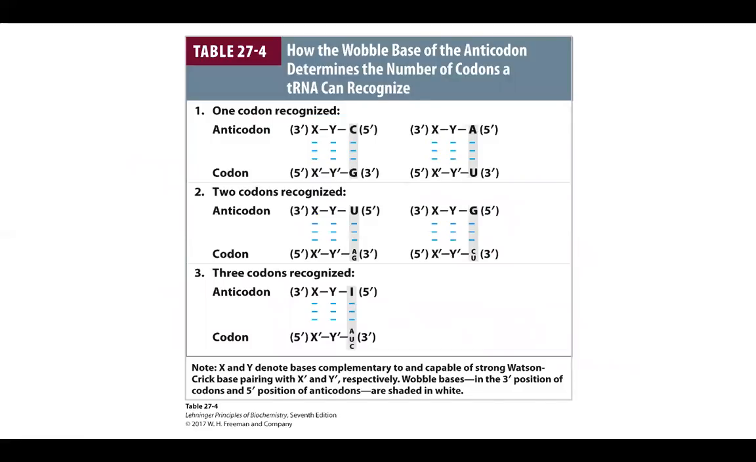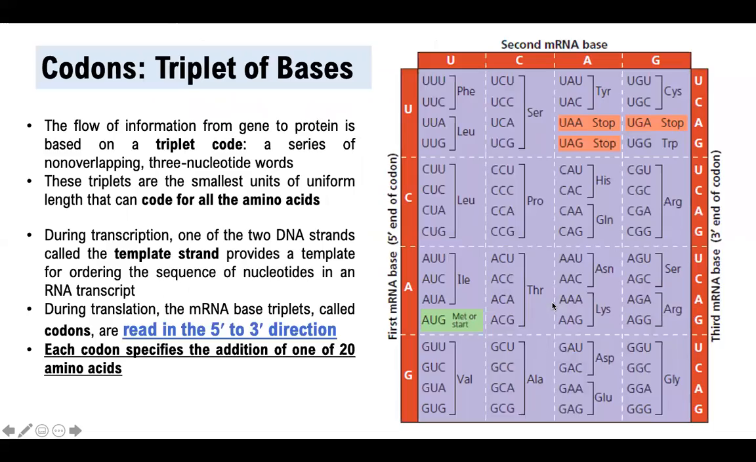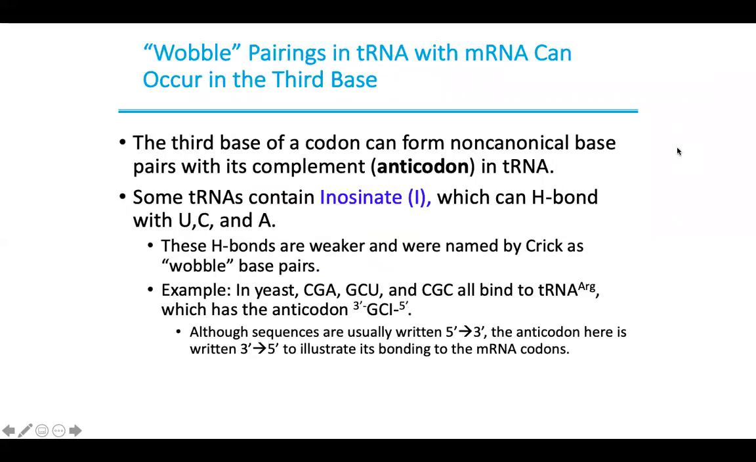As you can see in this table, it shows how the wobble base of the anticodon determines the number of codons a tRNA can recognize. We will not deal much with the codons, and I don't expect you to memorize this table because it's very tedious. I just want you to remember the start and stop codons. The start codon is AUG and the stop codons are UAA, UAG, and UGA. So those are the stop codons.